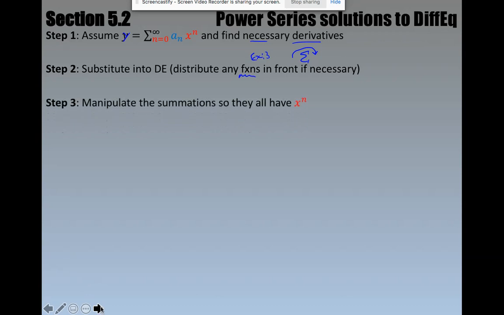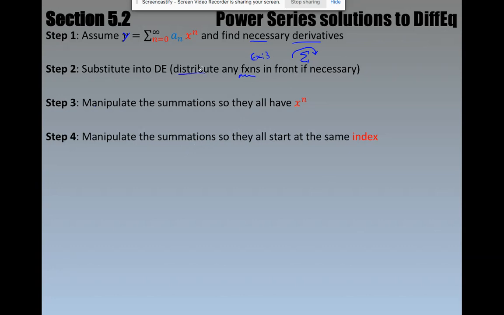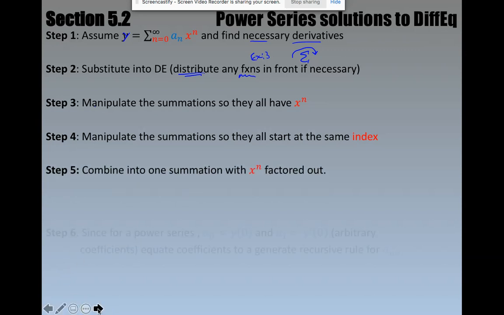You need to manipulate all the summations so they all have an x to the n. That's why that number 1 of the warm-up was there. Then number 2 of the warm-up, manipulate the summations so they all have x to the same power. And then as a result, in our warm-up of manipulating x to the n, we got the same index. That isn't always necessarily going to happen. Hint, if you have to do step 2, this part. Then you're going to combine into one summation with the x to the n's factored out.